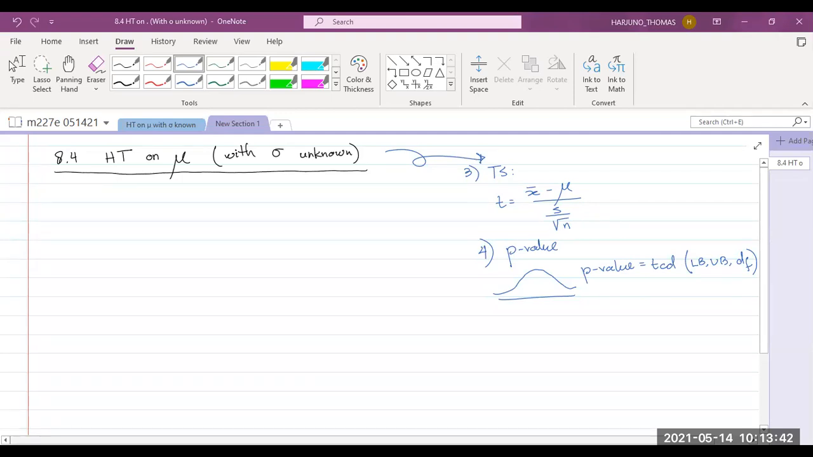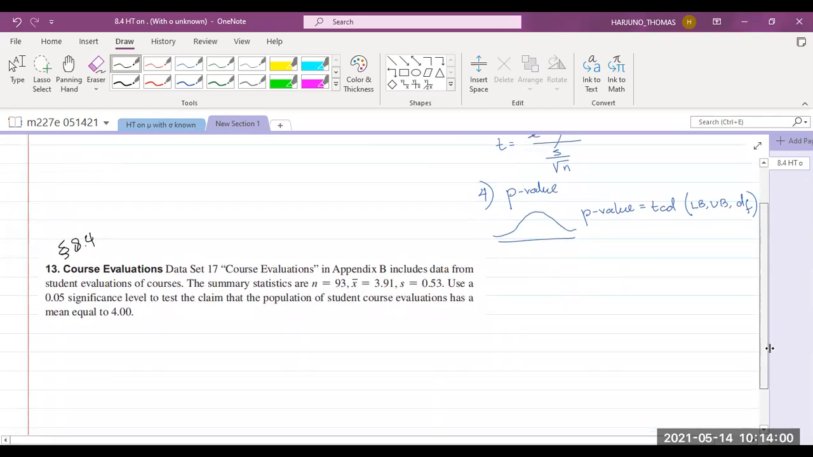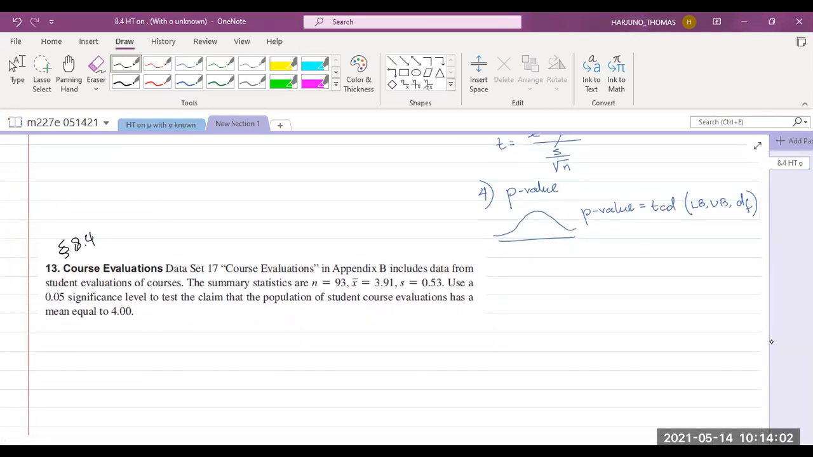I will do number 13 from our textbook, 8.4. I think I will do 3 or 4 problems from here, and then do the proportion, and then do the population standard deviation.